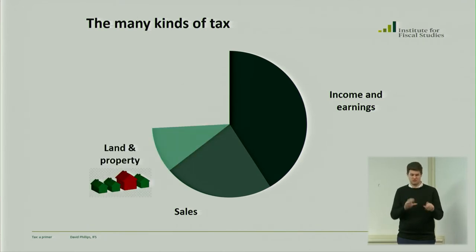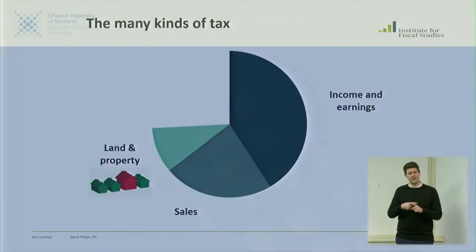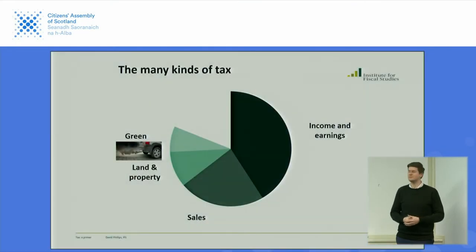And then there are taxes on land and property. That's like the council tax you pay to your council and the business rates that businesses pay on their property. Together, these three broad areas of tax raise about three quarters of the revenue the government collects. That's both in the UK and in Scotland. It's about three quarters.